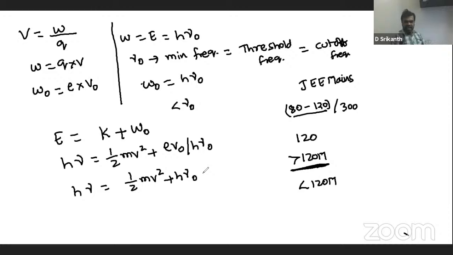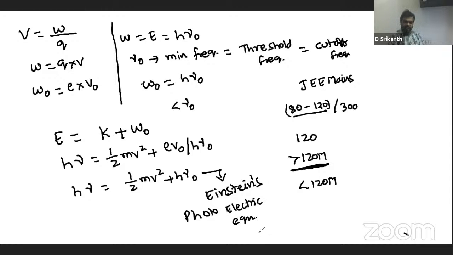This equation is called Einstein's photoelectric equation. Now, if you observe carefully, Einstein's photoelectric equation leads to conservation of energy. Energy supplied is equal to energy utilized.